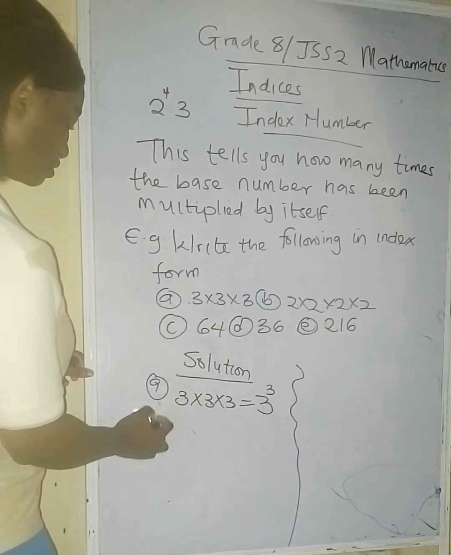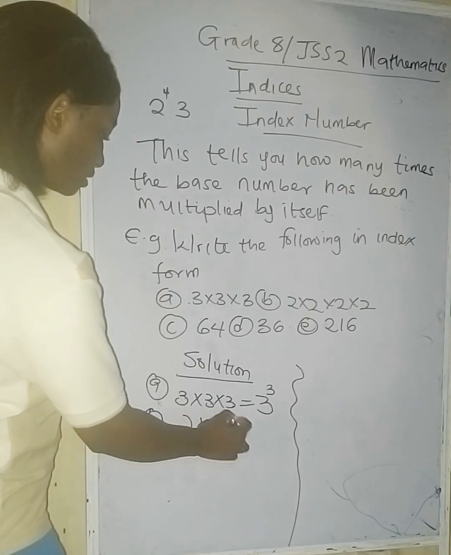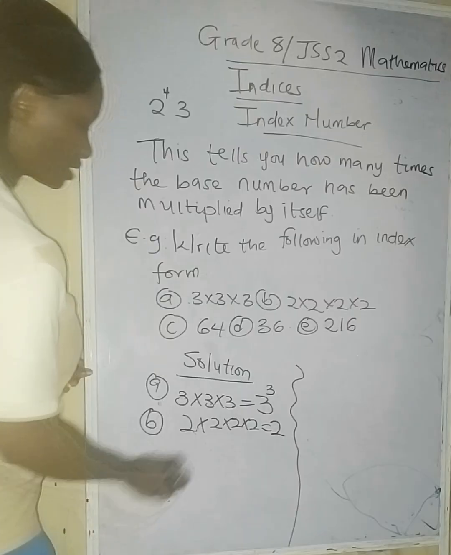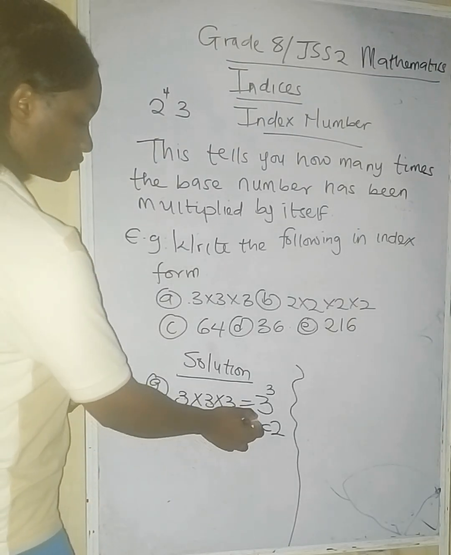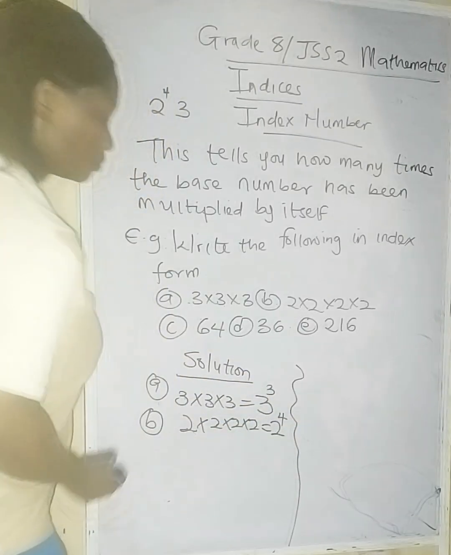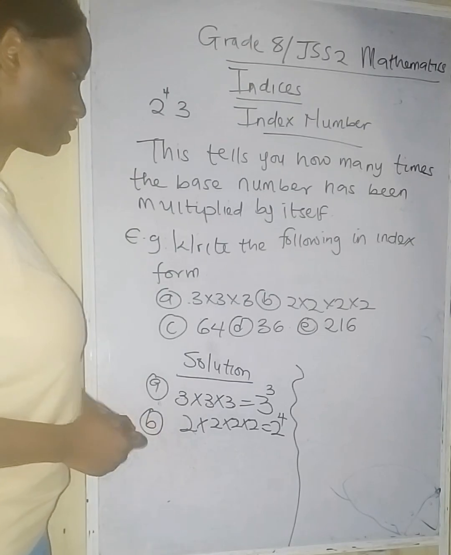Now let's move to the second one: 2 times 2 times 2 times 2. Let's count the times in which the base appears. 1, 2, 3, 4. It appears 4 times. So we put as the power the number of times the base appears, which is 4 times.